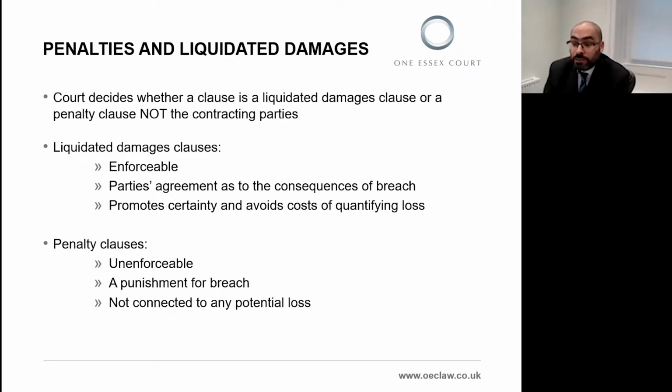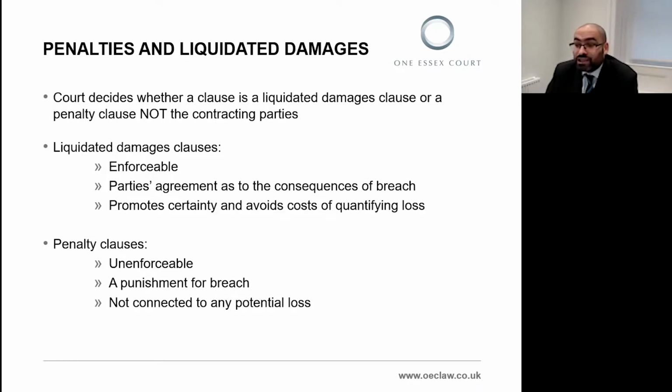So typically, the primary obligation will be a normal contractual obligation to do something. And the secondary obligation will usually be the payment of a sum of money. In short, break the contract and pay a sum of money. These types of clauses may be classified by the court as either a penalty clause, which is unenforceable, or a liquidated damages clause, which is enforceable. So the distinction is obviously very important.